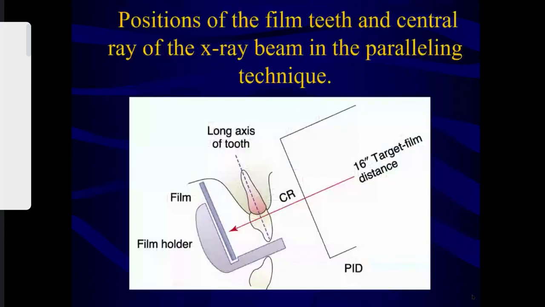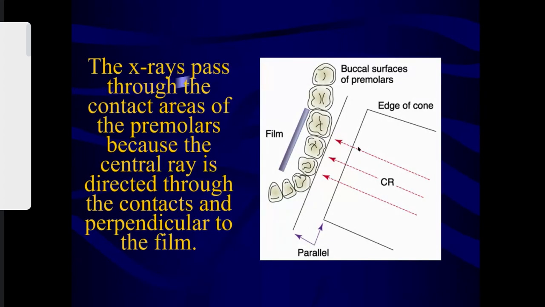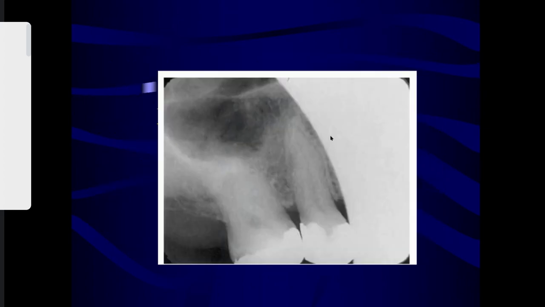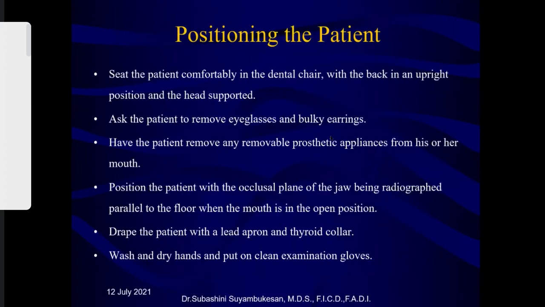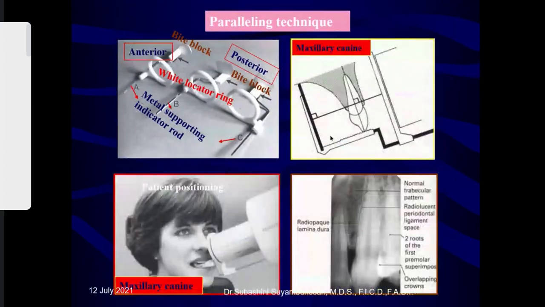So the parallel technique, how is it done? Remember, 16-inch. You are using a film holder. The long axis of the tooth is perpendicular to the central ray, and parallel to the film, and the film is held by a film holding device. The distance between the source of X-ray and the film is greater. This is the long cone technique. So what happens exactly? The rays pass through the contact, so horizontal angulation is also maintained. This is the normal fault, cone cut. I hope you all are aware of it.